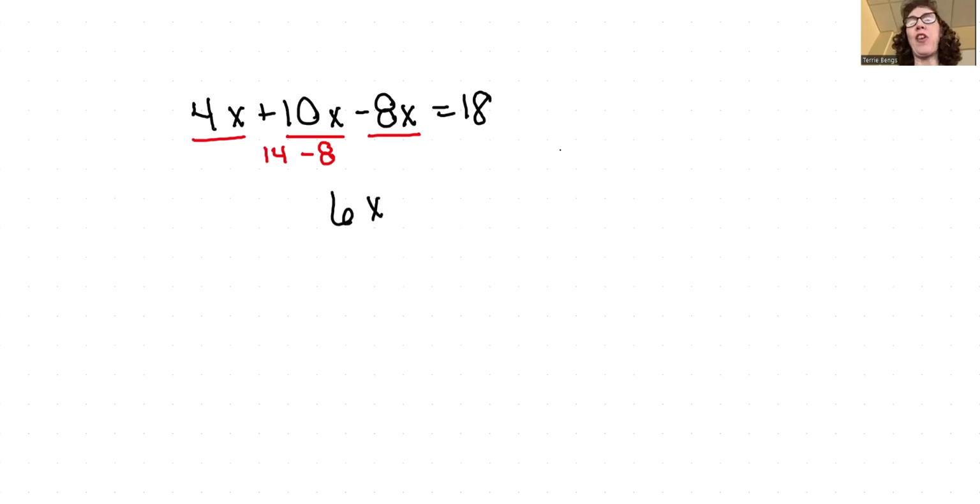We just simplified. Now we've got 6x. We want just an x though. So here we have a multiplication problem because a number in front of a variable is just multiplication. So the opposite would be division. So we're going to divide both sides by that 6. And when we do that, that cancels out those 6's because a 6 divided by 6 is just 1 and leaves us with x equals, and 18 divided by 6 is 3.